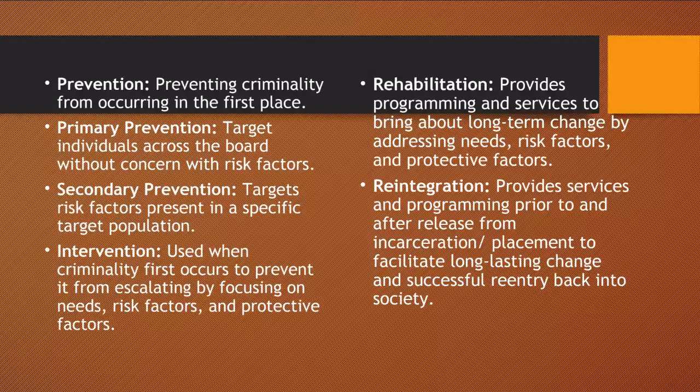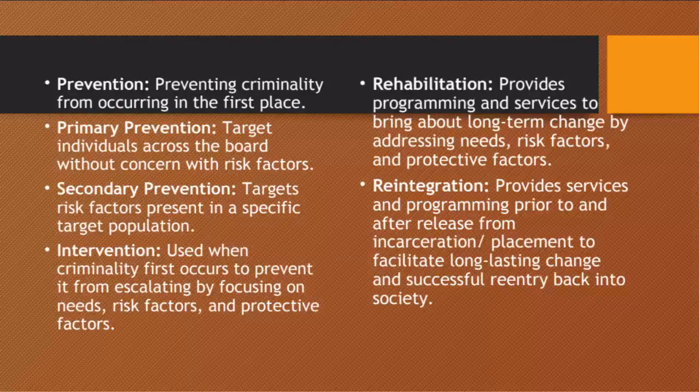Now, the next type of program you'll have is rehabilitation, which is providing programming and services to people that are committing crimes in the hopes that by addressing their needs, their risk factors, and their protective factors, they're going to be able to sustain long-term change, move away from criminal offending, and be a pro-social, conventional, law-abiding citizen.